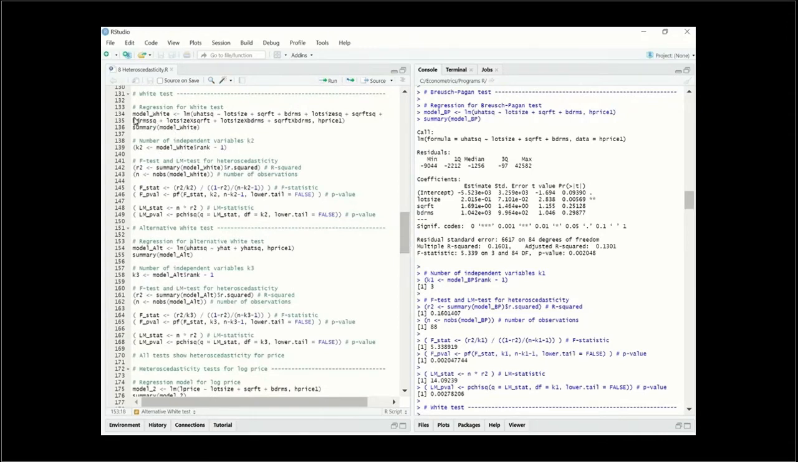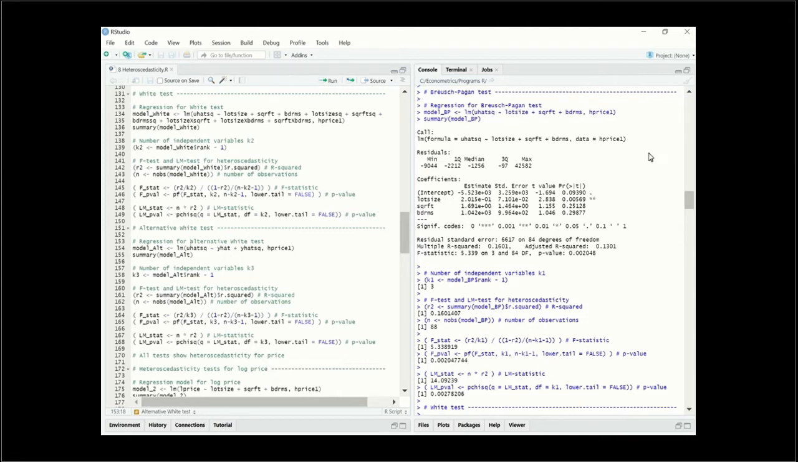So for the White test, how this is going to be estimated is we're going to be running a linear model of U hat squared, so that's the same as before. So up to here, we have the same as the Breusch-Pagan model. But for the White test, what we're going to be adding is also the square terms and all of the interaction terms of the independent variables. So now instead of 3, we have 9 independent variables.